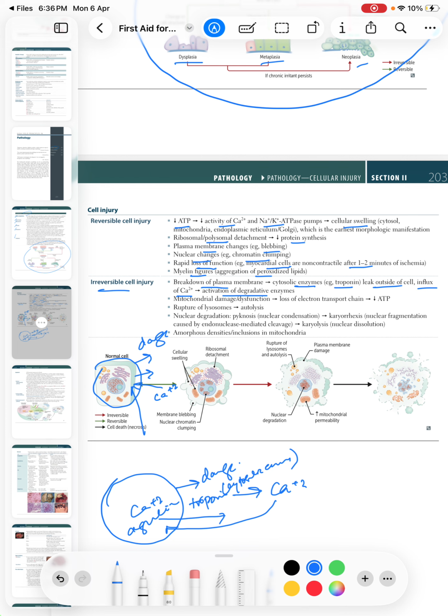Now what happens here? Mitochondrial damage occurs, which is a dysfunction, as mitochondria is the powerhouse of the cell. Whenever it is damaged, it leads to irreversible cell injury. It leads to the loss of electron transport chain, that is decreased ATP, and the rupture of lysosomes, for example autolysis occurs, and nuclear degradation occurs, that is nuclear condensation, and karyorrhexis, that is nuclear fragmentation caused by endonuclease mediated cleavage. Karyolysis, that is nuclear dissolution, and amorphous densities inclusions in the mitochondria.